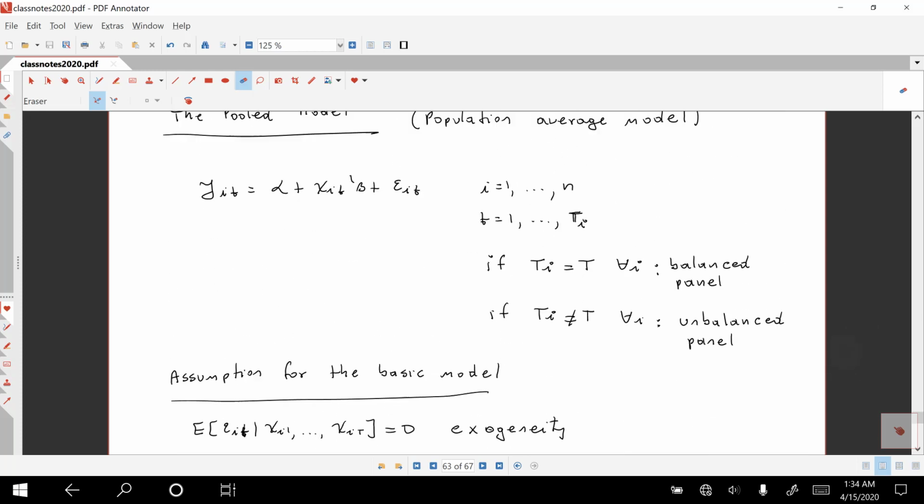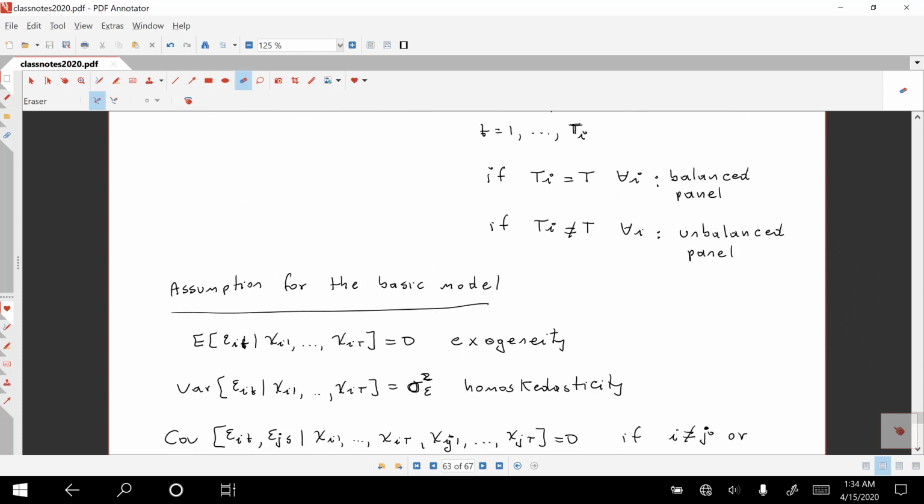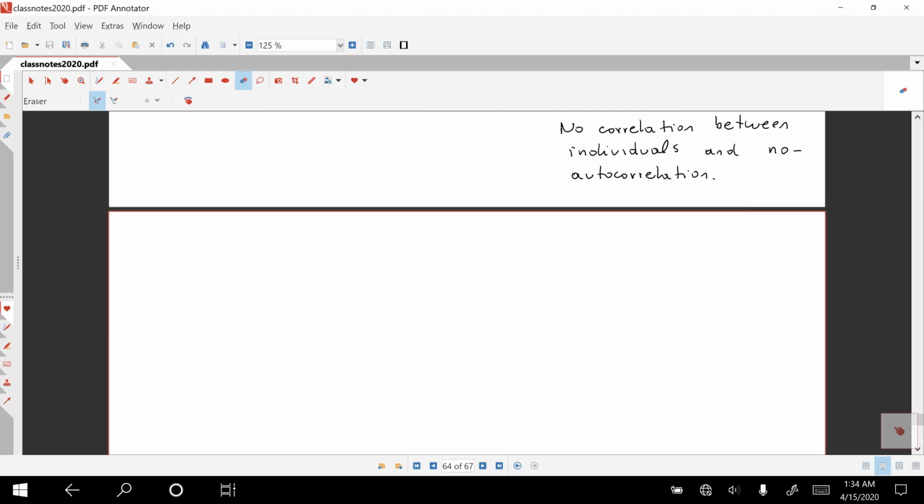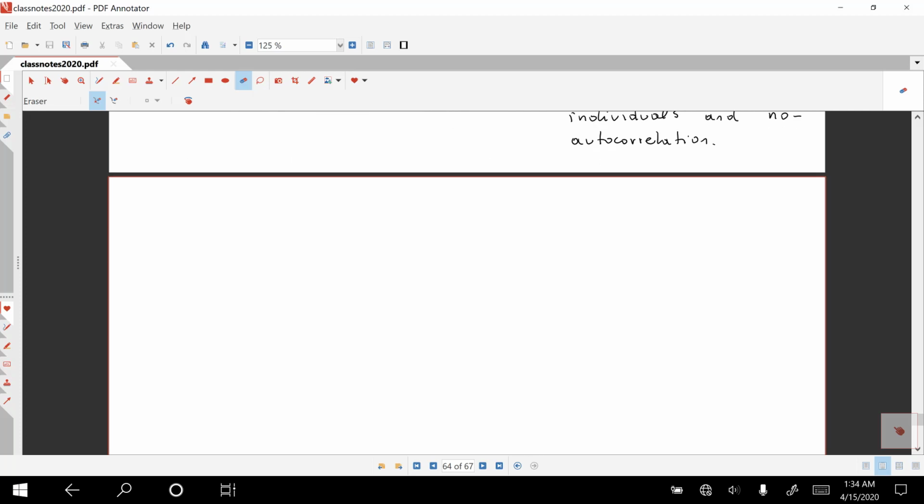Okay, so this is the pooled model. Those are going to be the assumptions, and now we're going to be talking about the estimators, and that's probably going to be the topic of the next class. Okay, so estimators. This is going to be for the pooled model. We're going to be talking about 5 estimators.